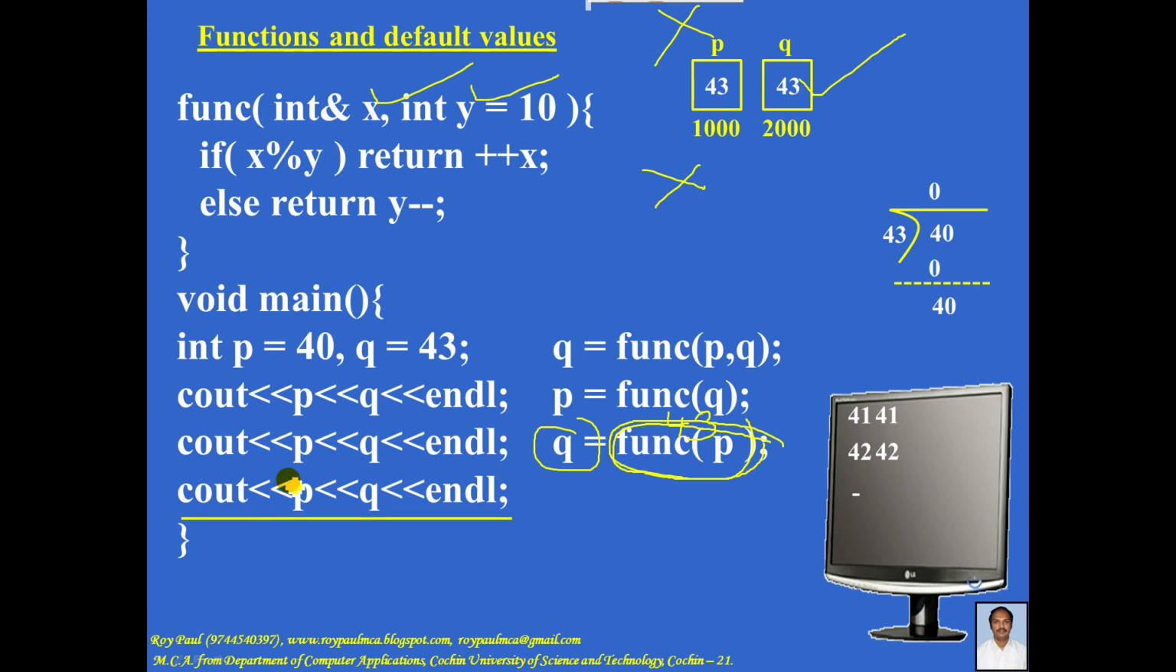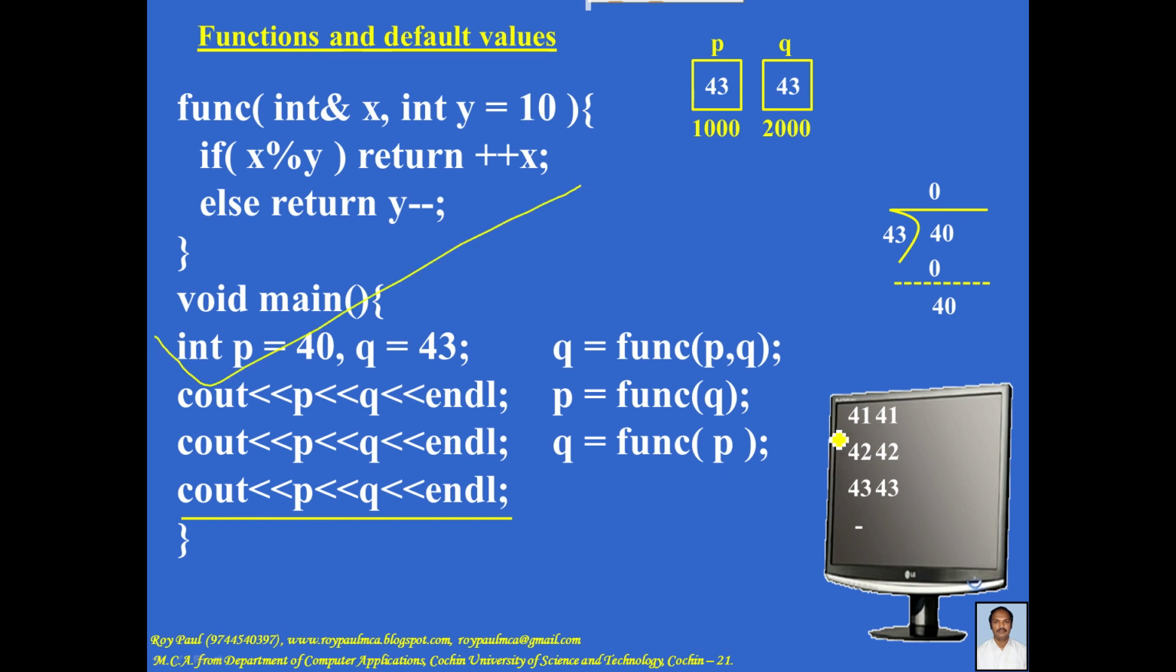Now next line. cout output operator p. p is 43. There is no output operator space. So without any space, output operator q. q is 43. So in the monitor you get 43, 43. And because of endl, the cursor goes to next line. And here the program terminates. So for this program, this is the output.